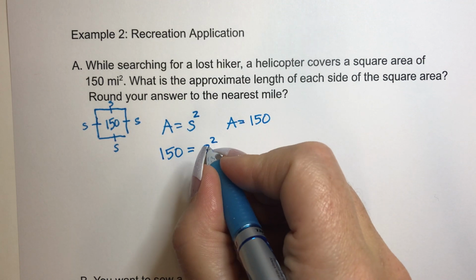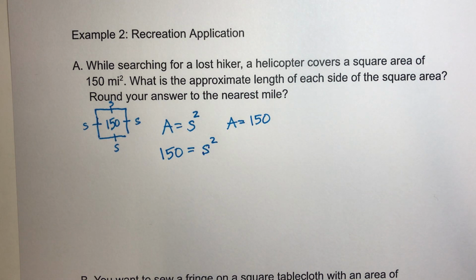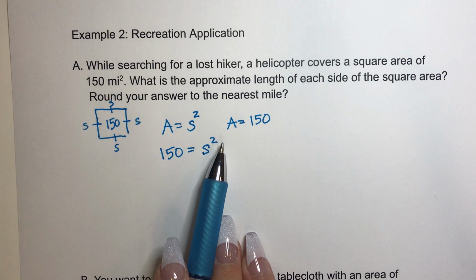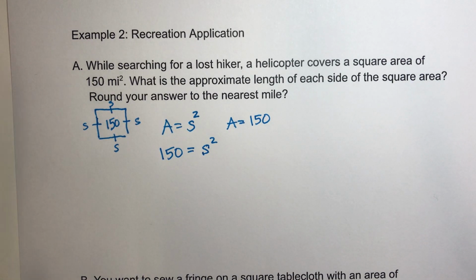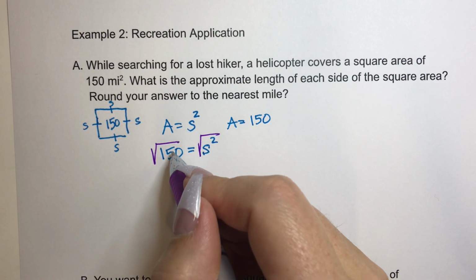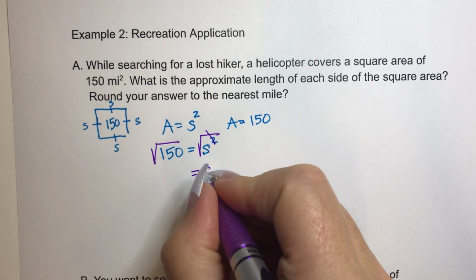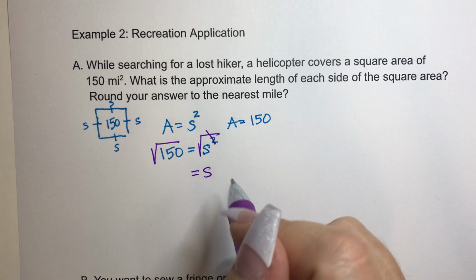Now we just need to determine what the side is, right? So we need to get S by itself. So what is the square root? We have to do the inverse operation of a squared, which would be a square root. So we're going to square root each side, right? So the square root of 150, this square root and that square root cancel each other out. We're left with S equals the square root of 150.